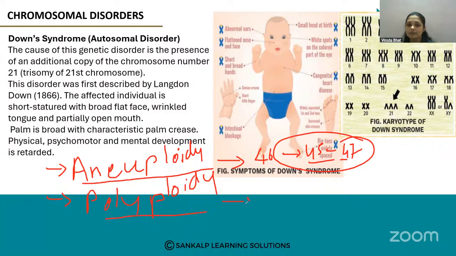Polyploidy means the total sets of chromosomes. They ask what aneuploidy and polyploidy are. Now there are 23 pairs of chromosomes, so that is the diploid condition, right? Sometimes this diploid condition may convert into tetraploid condition, commonly occurring in plants. Human beings or animals do not show this.